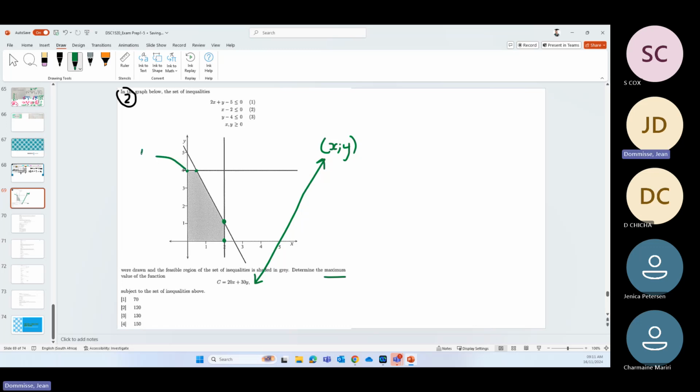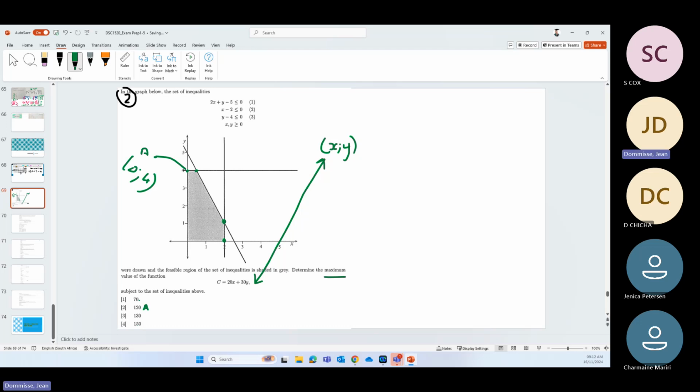Okay, so let's put in a few numbers. So this point A, we know that x is 0, y is 4, because that is that cutoff. So that is point A. So let's see, x is 0, y is 4. So 4 times 30 would be 120.